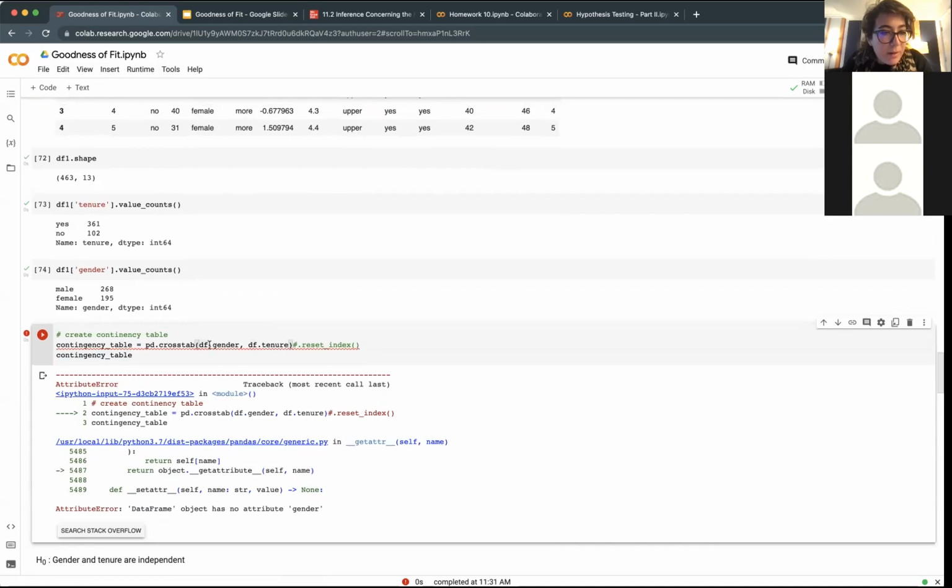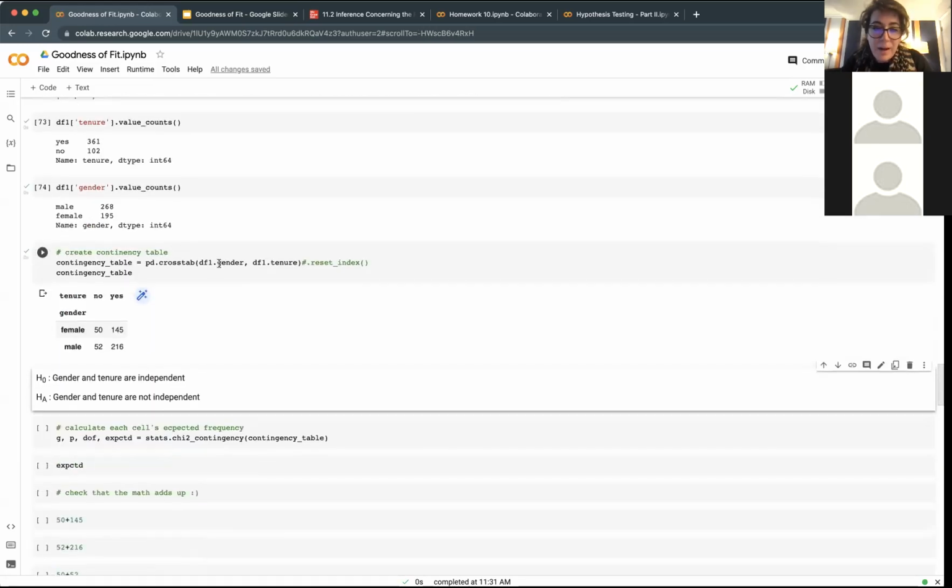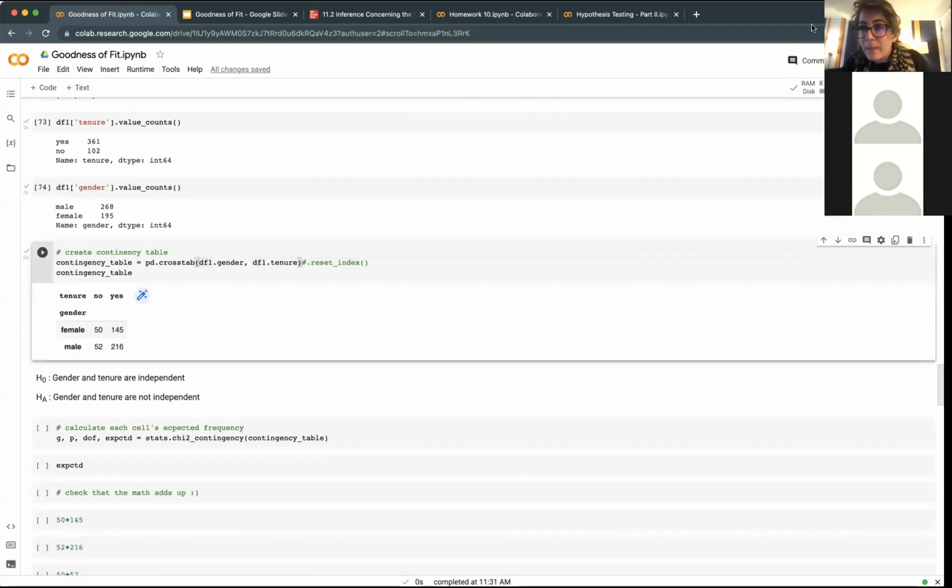Okay, and I have an error here because this DF is just out of date. It's looking for that other data frame we created. So it was saying you don't have this column, but we do.